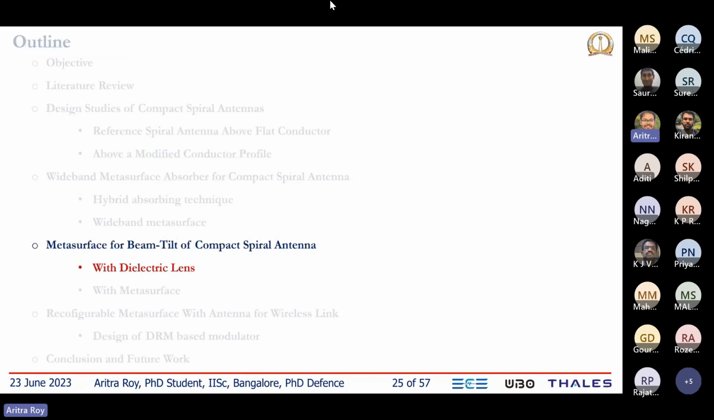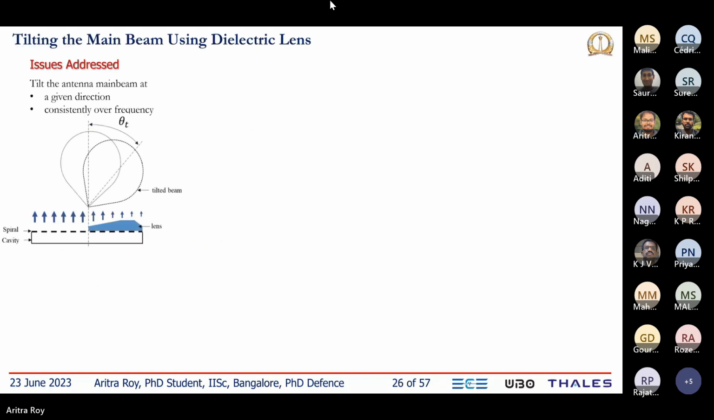Our next target was to use the compact spiral antenna and to tilt its beam at a constant angle. So if I just show you the concept, our idea was to cover half of the antenna aperture with a sort of lens so that there is a field imbalance across the antenna aperture and our radiation pattern tilts at an angle theta t. Now tilting the radiation pattern is not a problem. The problem is to maintain the tilt angle over a wide frequency range, and that was the challenge for us.